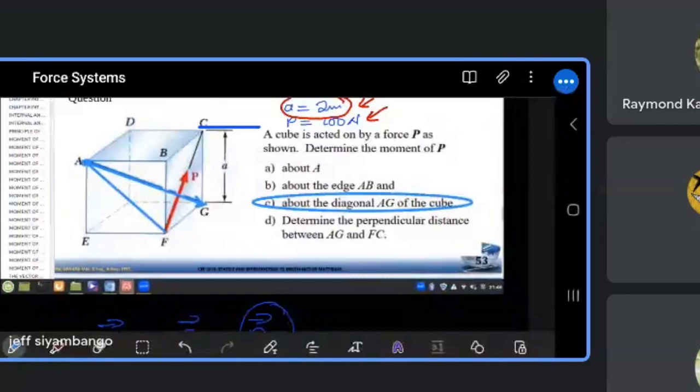Had it been that they want us to get the moment about an axis, let's say maybe not EC, let's say ED.